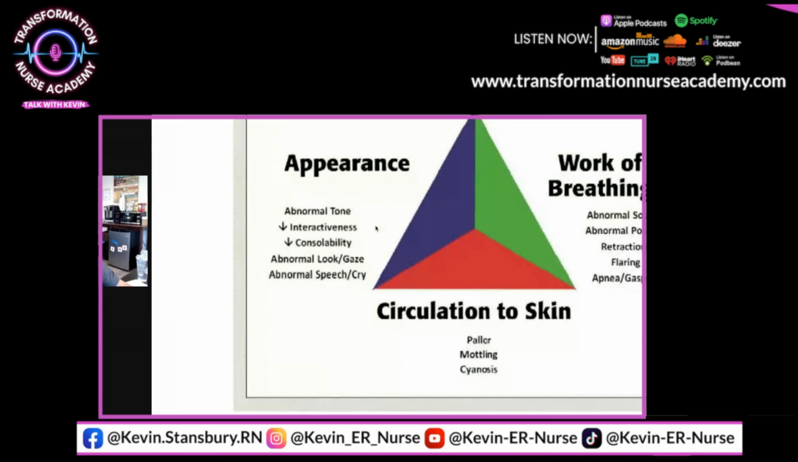We have appearance, work of breathing, skin circulation. So when it comes to appearance, what we're talking about is abnormal tone, decreased interactiveness, decreased consolability, abnormal look or gaze, abnormal speech or cry. So you have to break it down into neonates, infants, and children. So what is the normal tone? And they don't mean the skin tone, they mean muscle tone.